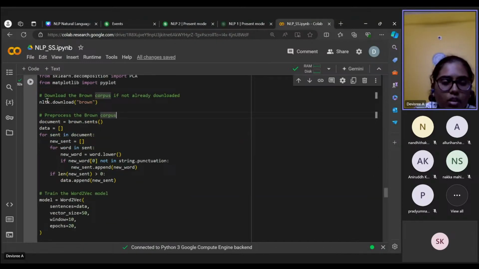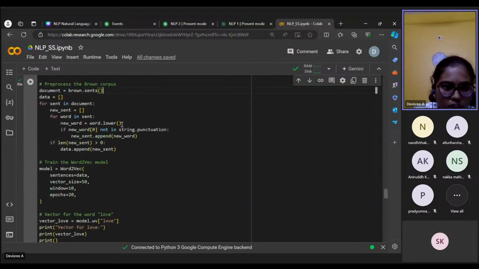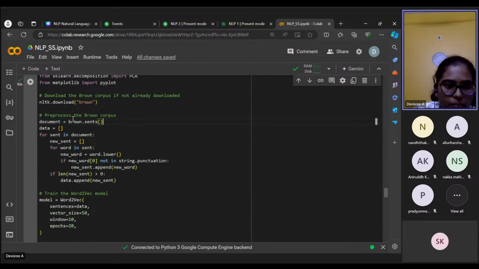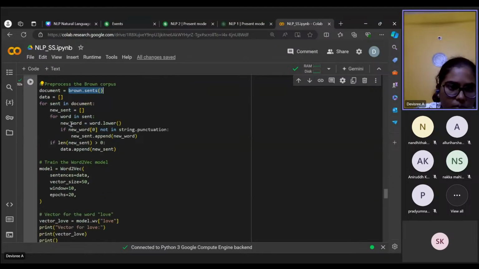Okay, with nltk.download, we download brown, which is a corpus, a collection of documents which contains data and information. We process the brown corpus first. So the document will be brown.sentences, which generates a list with all the sentences. Okay, so this piece of code right here.